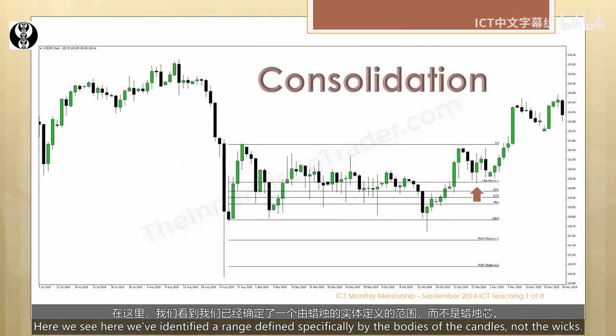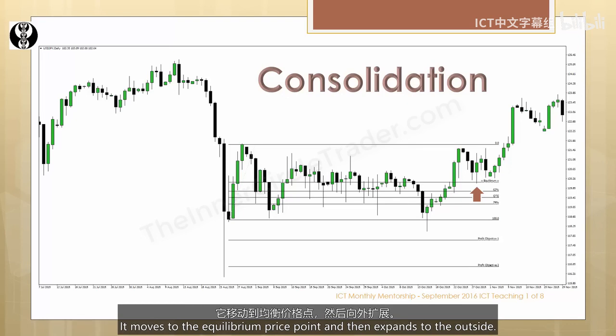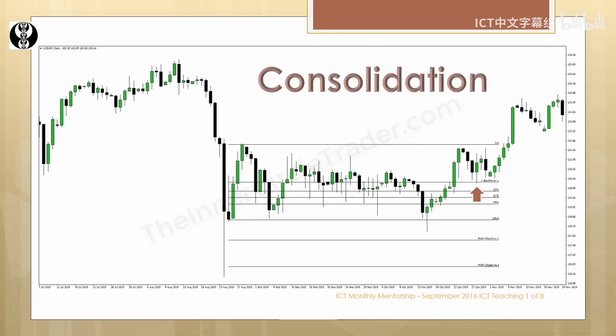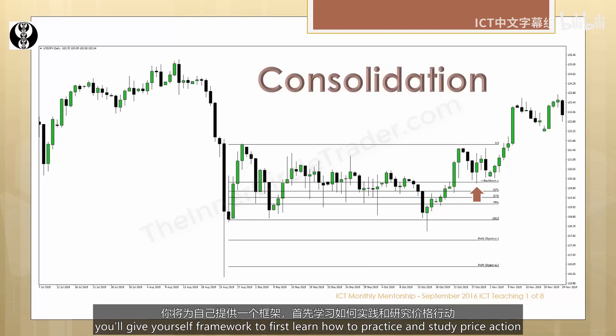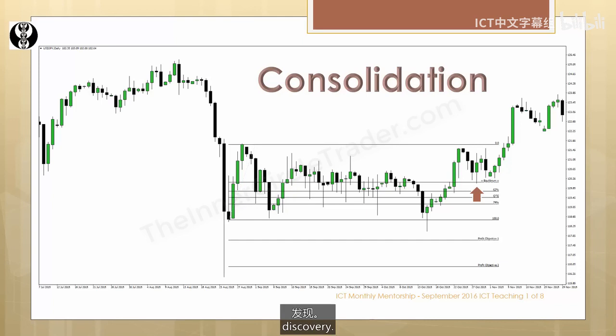Here we see where we've identified a range defined specifically by the bodies of the candles, not the wicks. As you can see, price moves out in an expansive manner and then comes right back down to the equilibrium price point and then expands to the outside. By having an understanding of these specific characteristics and elements of trading a setup, you'll give yourself a framework to first learn how to practice and study price action, and eventually work towards understanding consistent setup discovery.